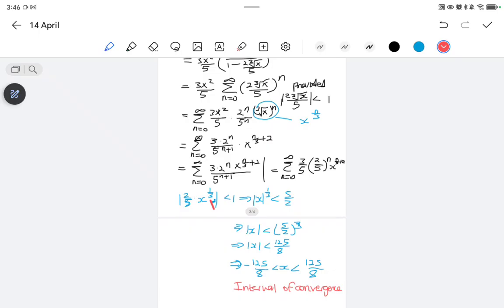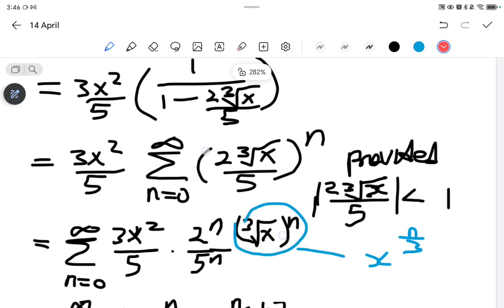How did you get 2 over 5x to the power of 1 over 3? No, not that one, the one that was blue, just after the black pen. This one? Yes. How did you get 2 over 5 x to the power of 1 over 3 from all these things that were here? No, it was this one.